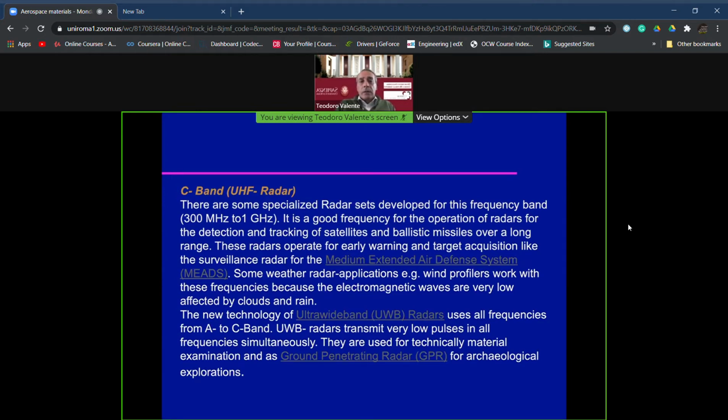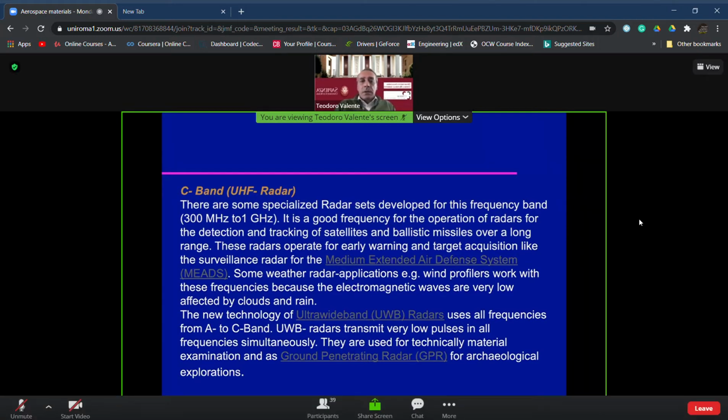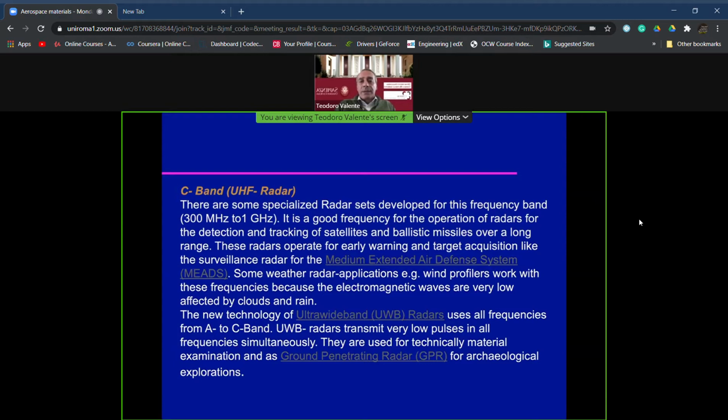is a band of frequency which is included between 300 megahertz and 1 gigahertz, which is considered to be a good frequency for the operation of radars for the detection and tracking of satellites and ballistic objects over a long range. The radars which work in this area usually have the duty to operate for early warning and target acquisition, like it happens in the field of surveillance radar.